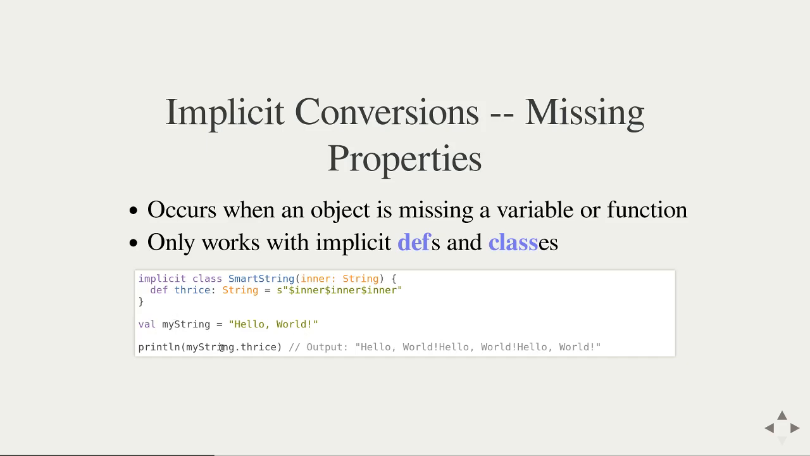And then I create a string and I want to print out my string.thrice. That would cause a type error because string does not have a method on it called thrice. But because we can implicitly convert our string into a SmartString, which does have a method called thrice, the compiler is able to implicitly convert this to a SmartString and then invoke the thrice function. So the output is hello world repeated 3 times.